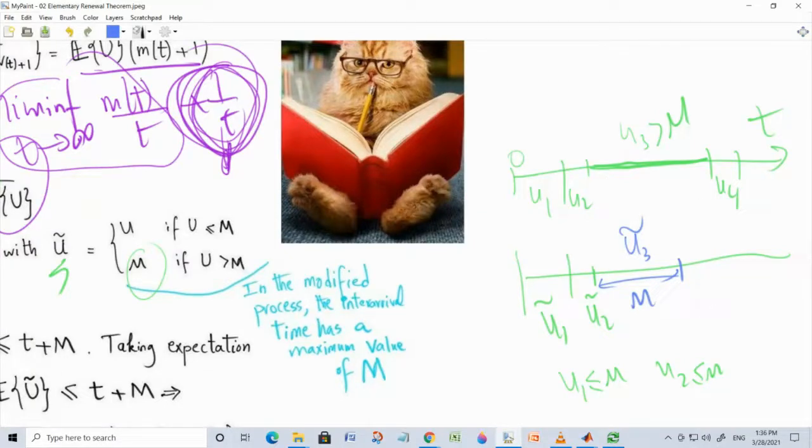And then u4 is the same, so you have u4 tilde equal to u4, and so on. Think about it like this: you have this sequence of inter-arrival times, and you go and visit each one. If it's less than or equal to M, you keep it as is. And if it exceeds M, you simply replace it by M. So you are bounding it, not allowing it to take arbitrarily large values. And so you start getting something that looks like this.